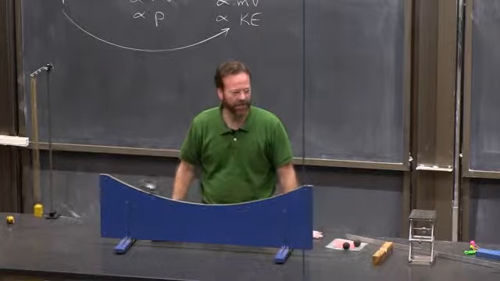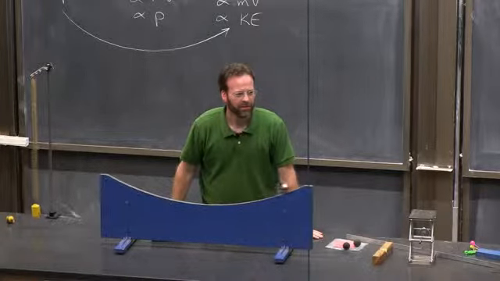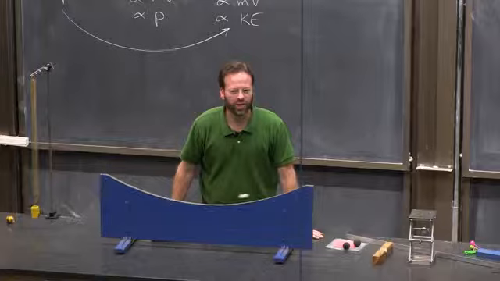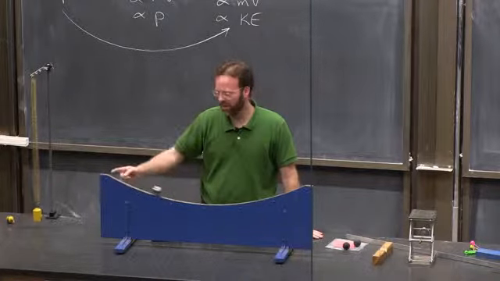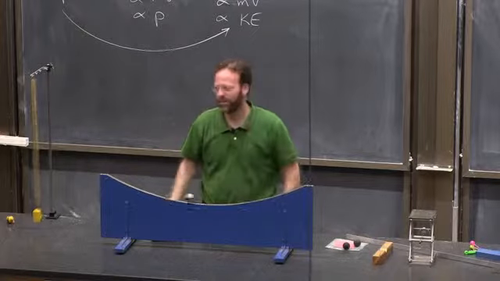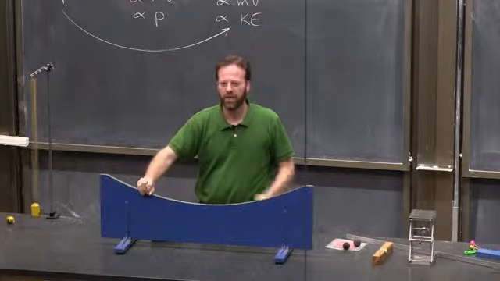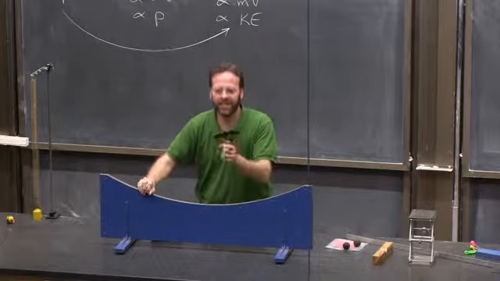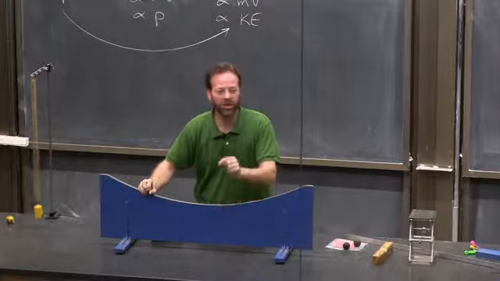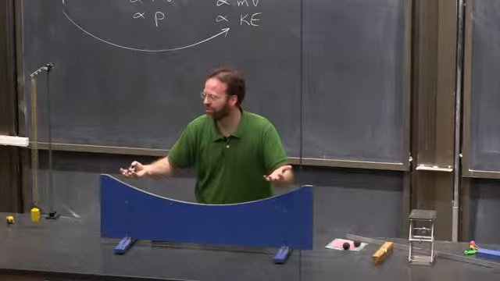Whoa, wait, I thought I just said total energy is always conserved. Somehow it's slowing down and not returning as high as it can. So we're losing some potential and kinetic energy. Where is it going? Friction causes heat. Heat's another form of energy. So if we count the heat, the total energy is always conserved.